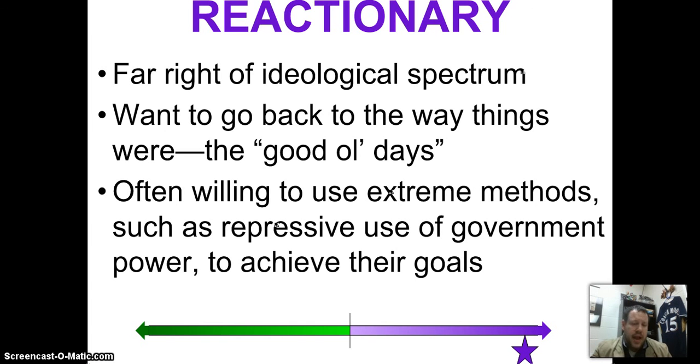And a good example of reactionary might be a person like Benito Mussolini in Italy, okay, or even Adolf Hitler in Germany, okay, who wanted to use extreme methods like violence, that kind of stuff, to get their power and their goals, to do what they want to do, to kind of bring things back the way they were before, redo our greatness, that kind of stuff, okay? And so that's where our reactionary is going to be.